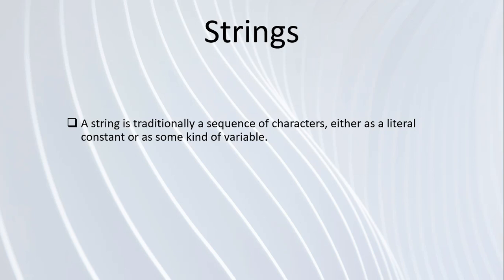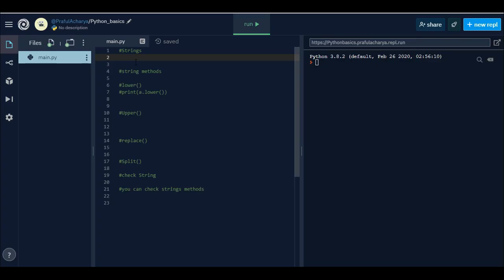What are strings? A string is traditionally a sequence of characters, as simple as this, guys, either as a literal constant or some kind of variable. Strings in Python are surrounded by either single quotation marks or double quotation marks, as you can see.